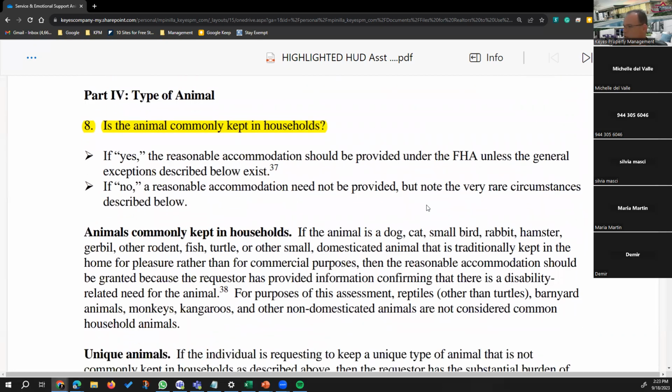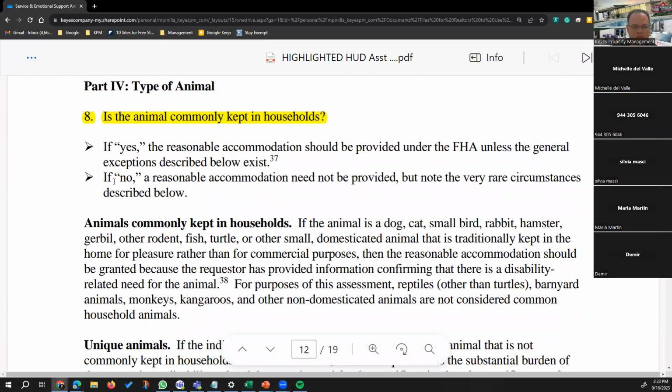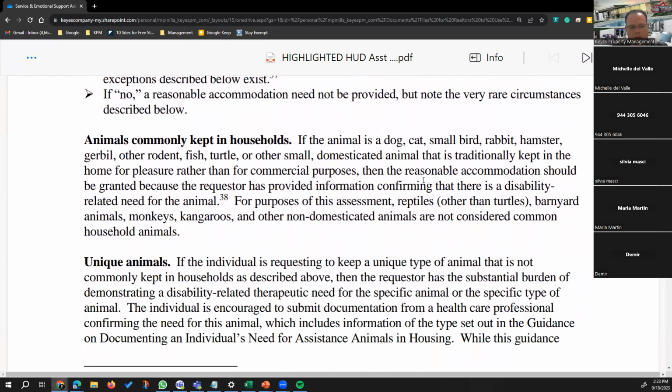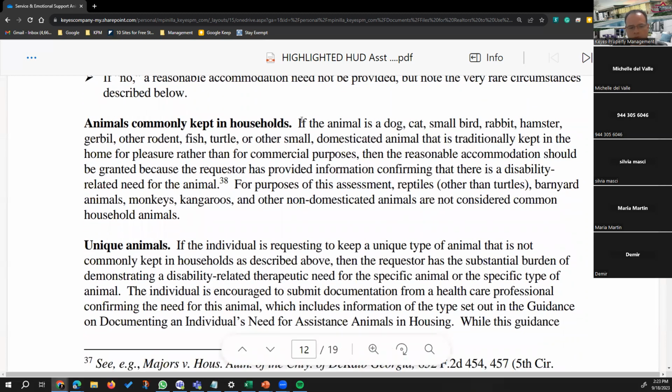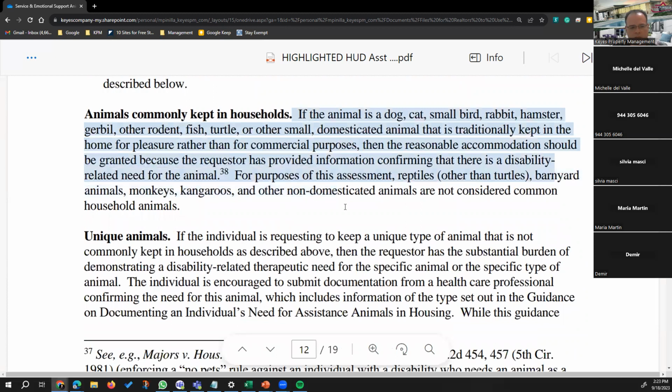So now, commonly kept animals. Is this a commonly kept animal? Perfect, yes or no. If it's not, then a reasonable accommodation is not provided. So what are common animals? Because everybody asked this right here.